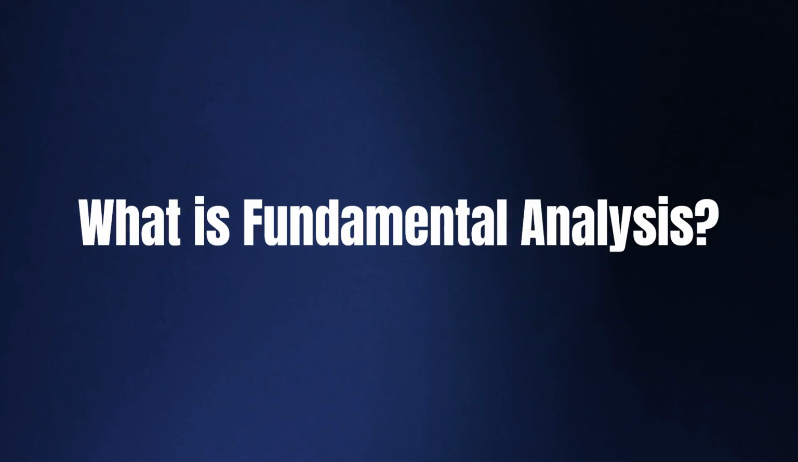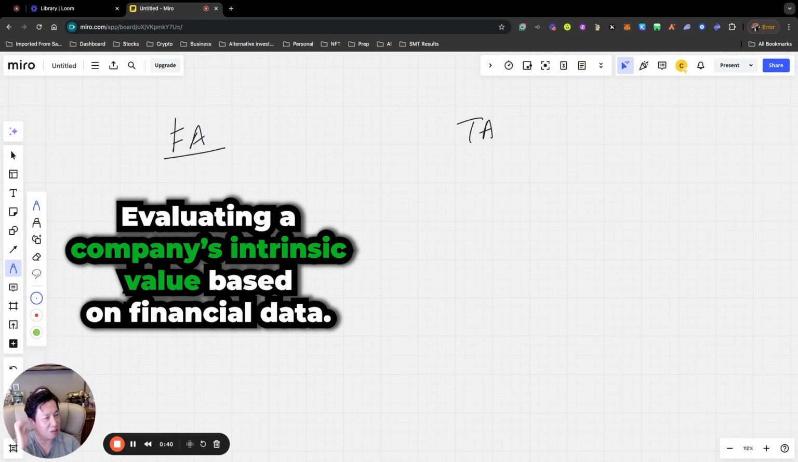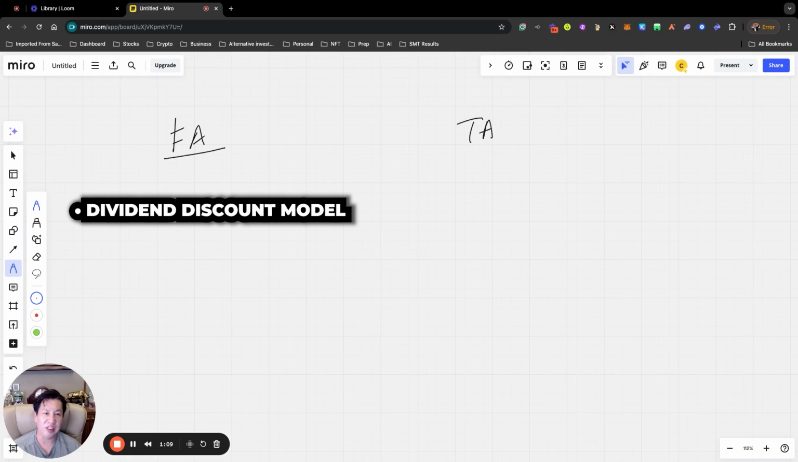So what is fundamental analysis? Fundamental analysis is basically looking at the value of a company that is listed in the exchange. There is a way to value what the share price should be based on certain calculations. You can have different models to calculate what the share price should be. For example, we can use dividends. There is a financial model called the dividend discount model.